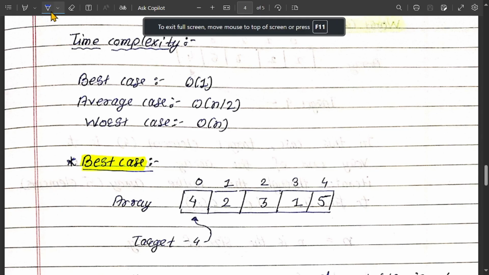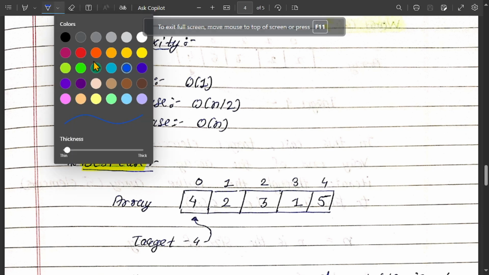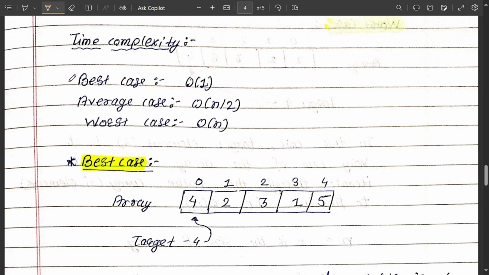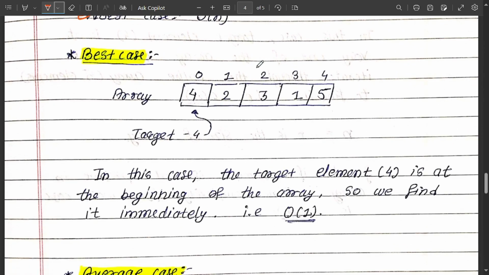Okay, now we will be talking guys about the time complexity. So what is time complexity? For best case, it is going to be O of 1. For average case, it is going to be O of n by 2, and for worst case, it is going to be O of n. So why it is happening, let's see. Now when we talk about the best case, suppose that the element you are searching for is 4. Okay, so target is 4 and it is present at the first index only. So this will be your best case. So for this you can say O of 1.